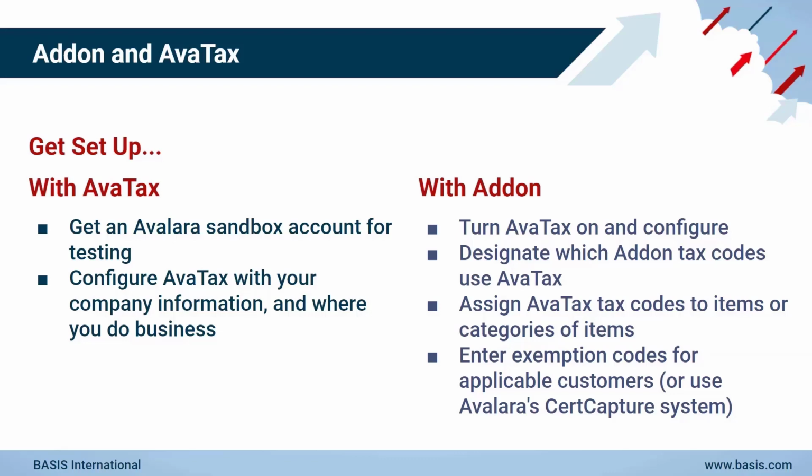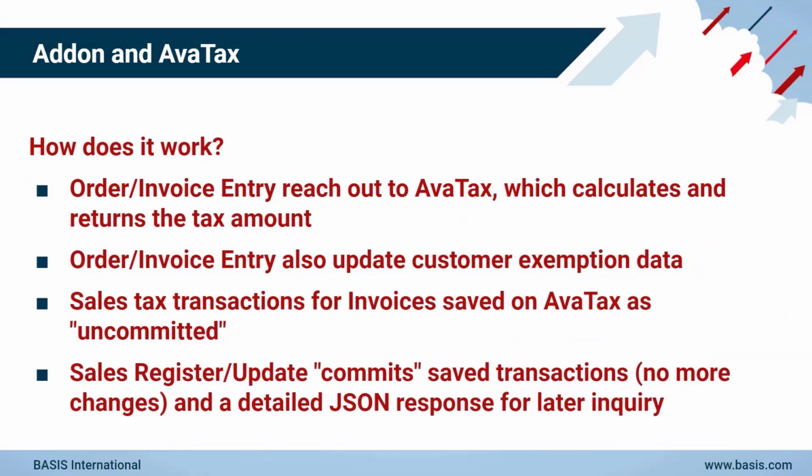And if you deal with exempt customers, you can enter their exemption information into Addon, or alternatively use Avalara's cert capture system to store that info along with images of the exemption certificates. Cert capture will pass exemption information over to the AvaTax service, and can also be set up with other functionality like alerting you and or your customers when exemptions are expiring and need to be renewed. So how does it all work? It's really quite seamless and won't interrupt your workflow at all.